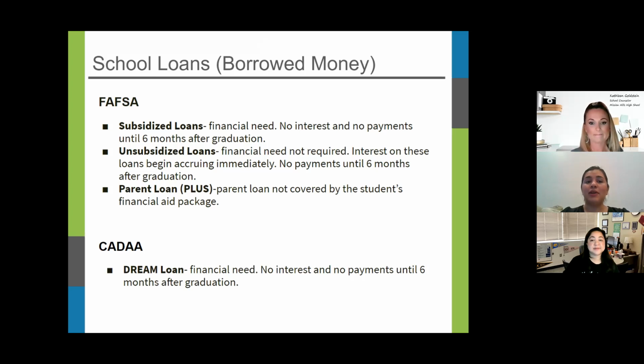And there's a new one, the Parent Loan Plus. This parent loan can be used to pay for just what is not covered by the student's financial aid package. So if there's still money that needs to be covered, and it hasn't been covered by grants or the other loans, then your parent can take out a loan for you if they want. And then there's a DREAM Act loan for students that are doing the DREAM Act application. This is based on financial need, no interest and no payments until 6 months after graduation.